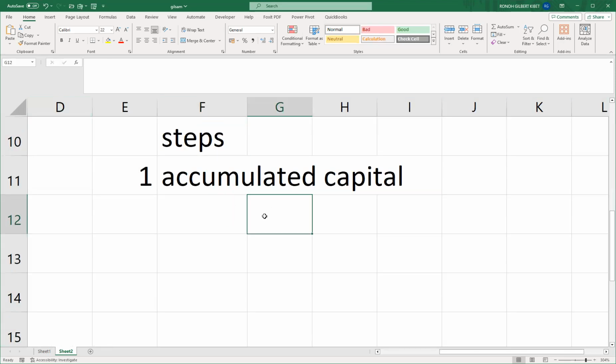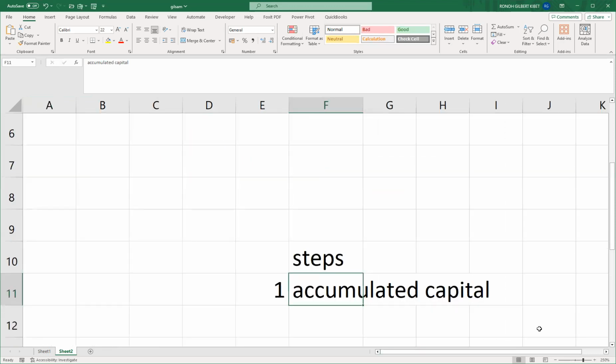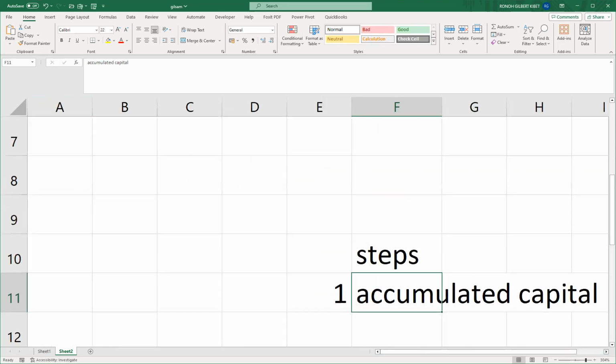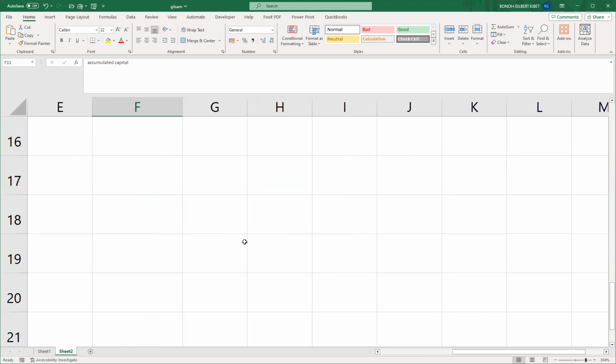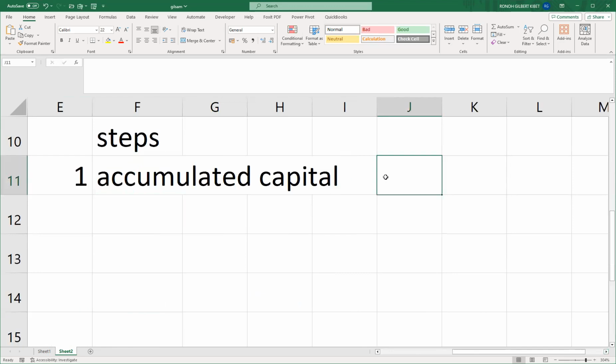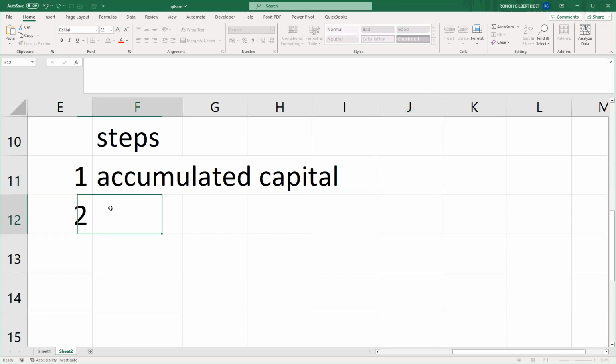The first step is you get accumulated capital. It depends on which one is easier for you. You can get accumulated capital by preparing a trial balance, or you total the assets and subtract the liabilities, and you get the capital.